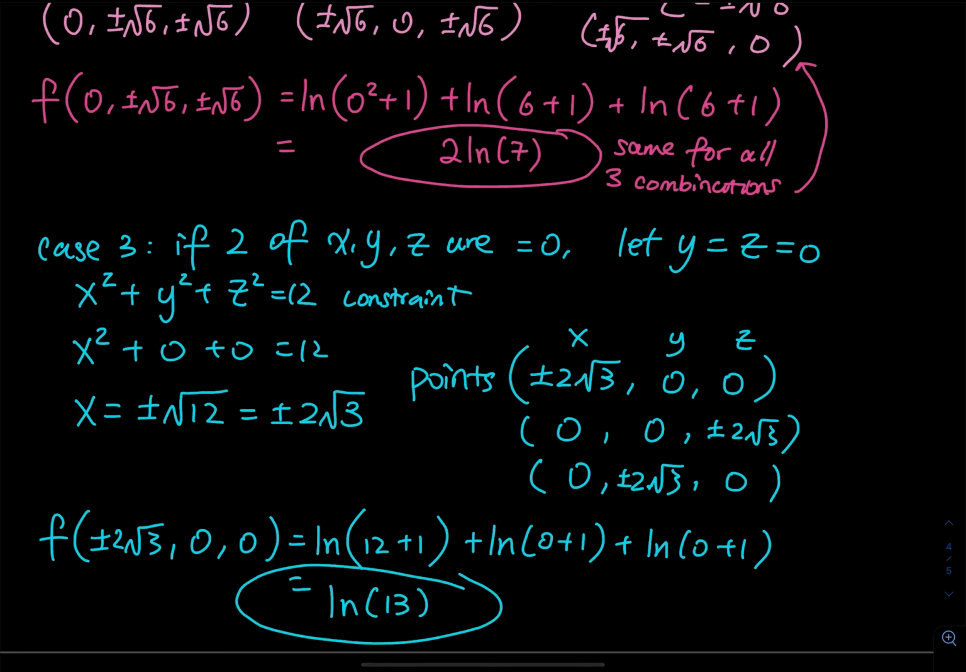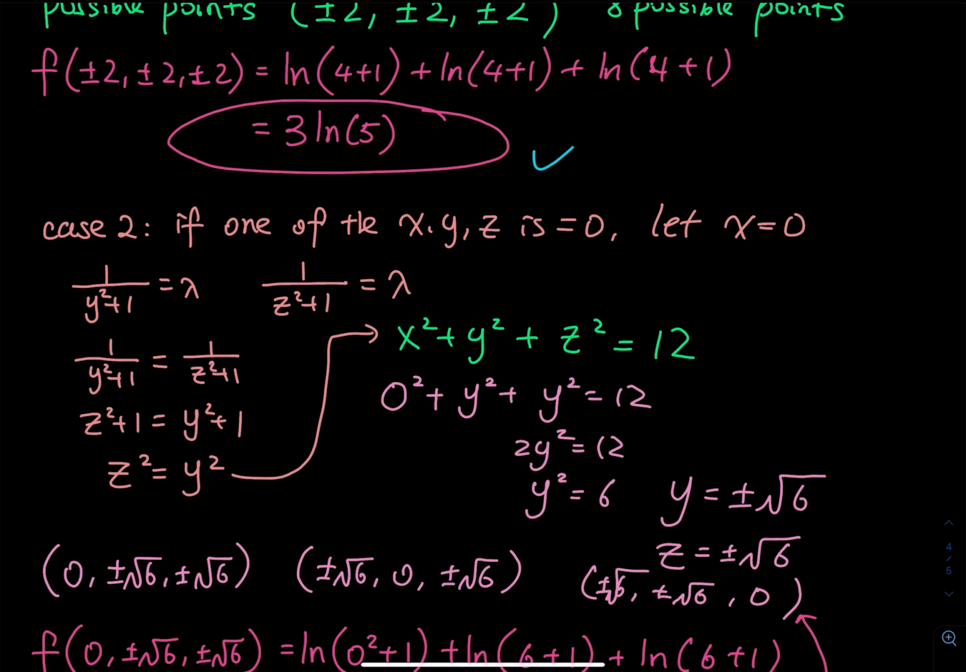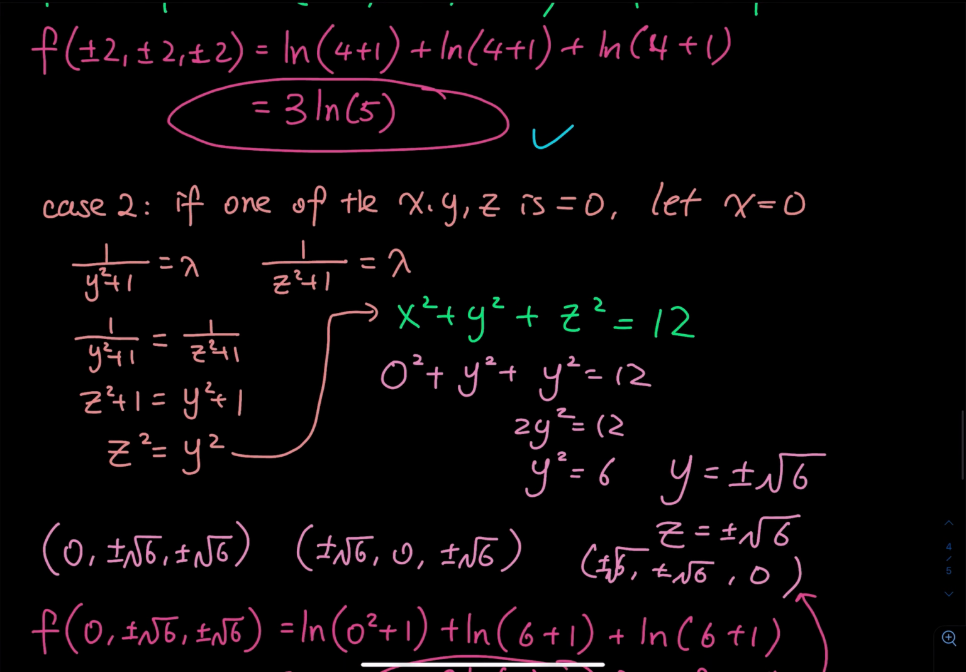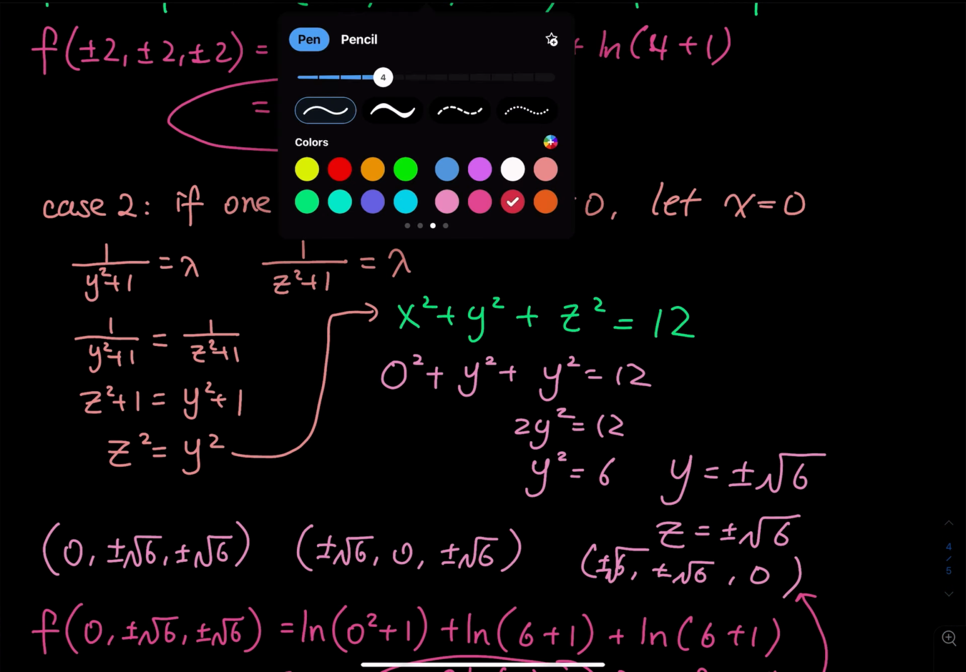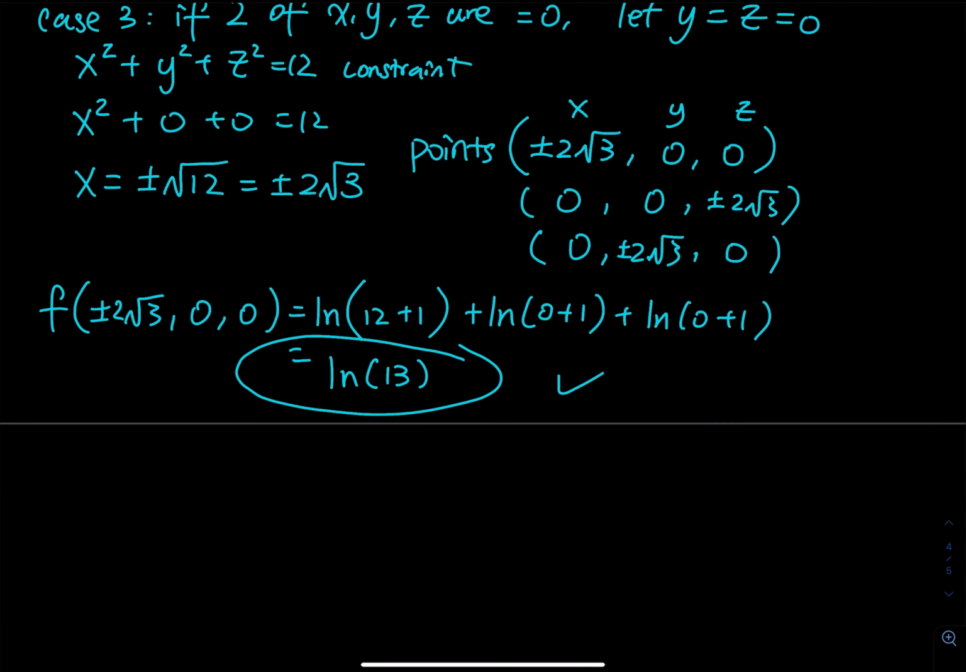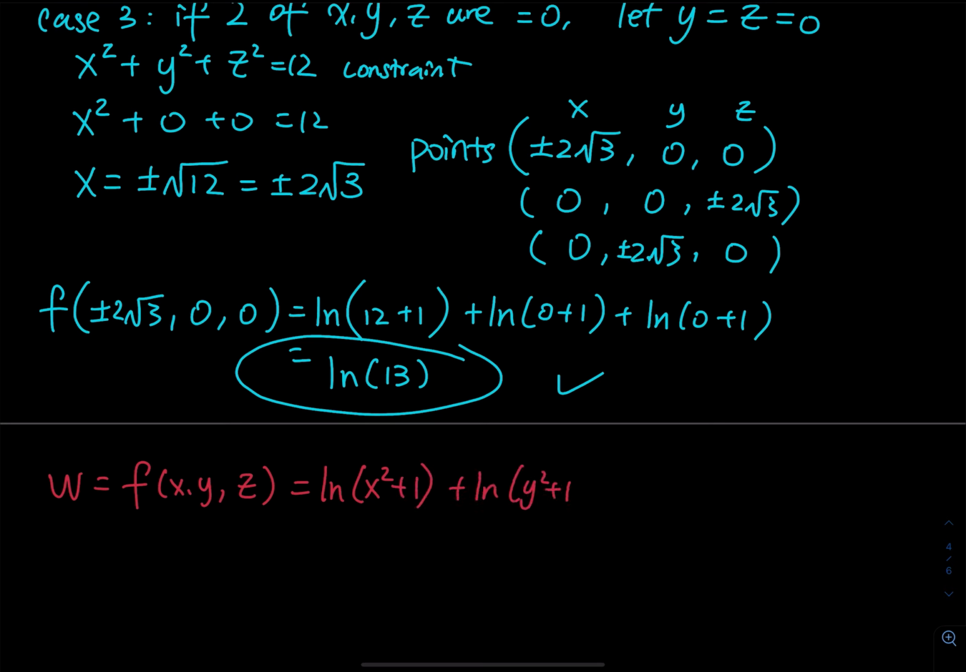Alright, so what is our conclusion? What do we have? We have ln 13. We have 2 ln 7. And then we have the previous case, 3 ln 5. So we are going to compare all of them. What is the objective function again? The objective function is w equals f of x, y, z, which equals ln of x squared plus 1, plus ln of y squared plus 1, and then plus ln of z squared plus 1. Okay, and then we have three different values for w. So we are actually comparing 3 ln 5 and then 2 ln 7. The last one is ln 13.